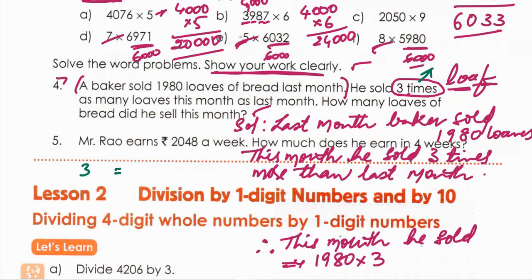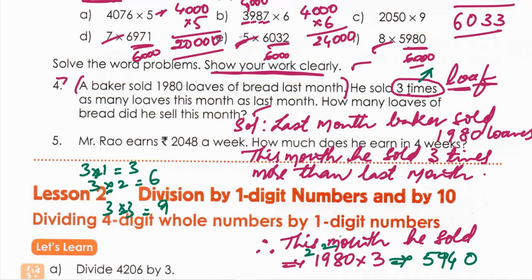3 1 time is 3. 3 2 times is 6. 3 3 times is equal to 9. It means multiplication. So 1980 into 3. 3 zeros are 0. 3 8s are 24, 2 carry. 3 9s are 27, plus 2, 29, 2 carry. 3 1s are 3 plus 2 is 5.